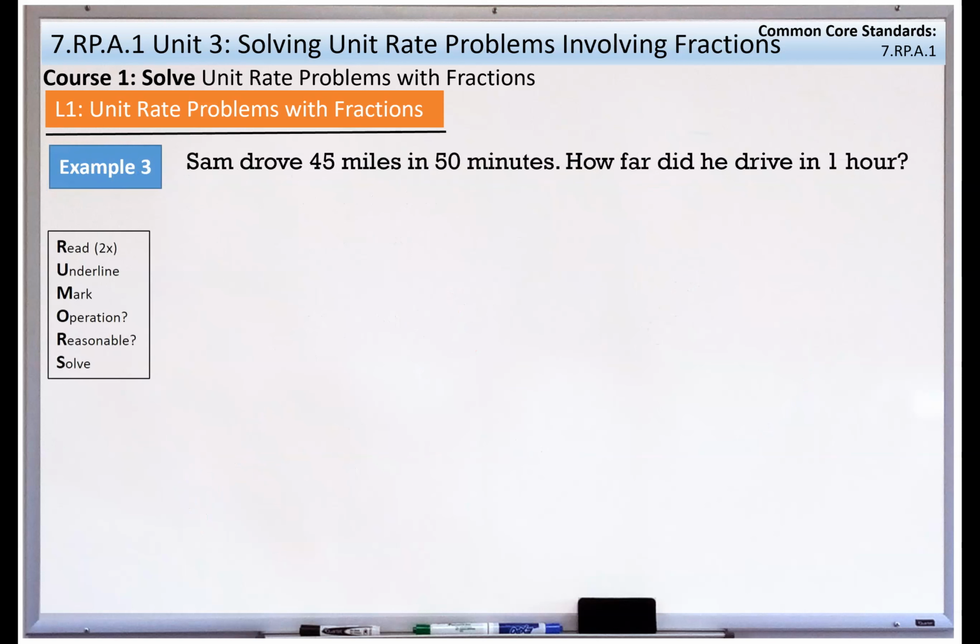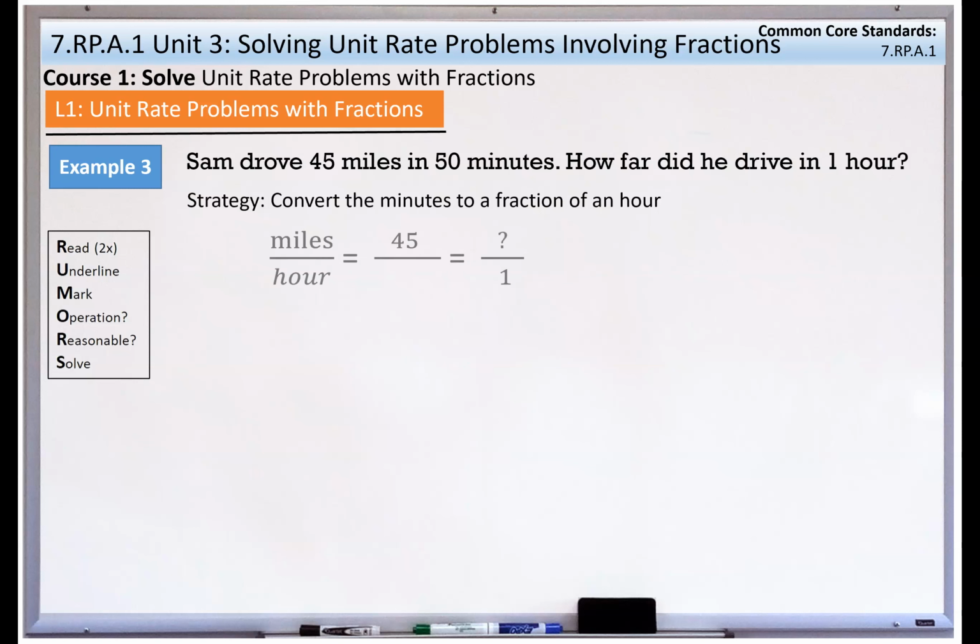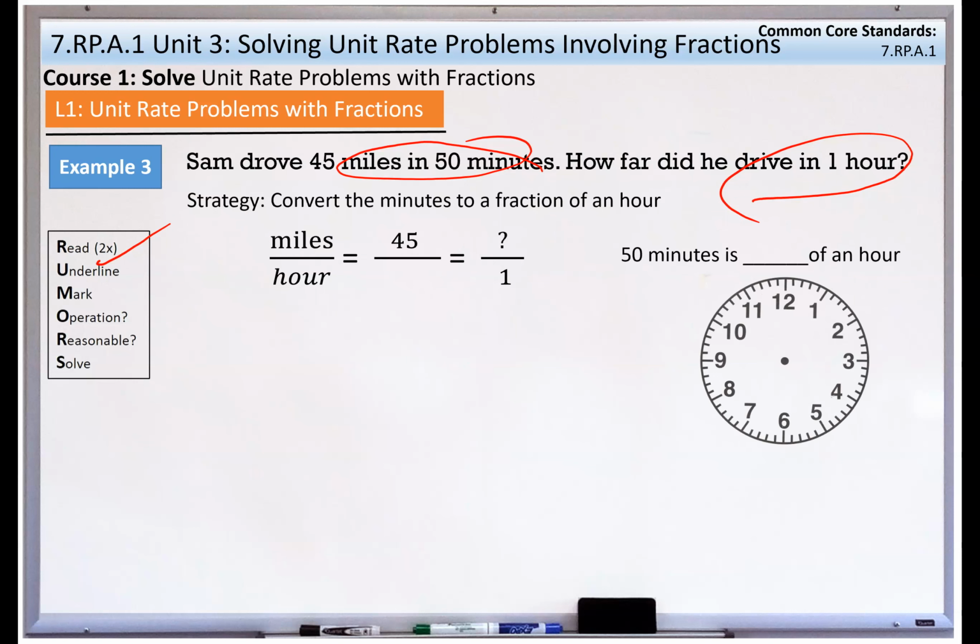All right, problem number 3. Sam drove 45 miles in 50 minutes. How far did he drive in an hour? Going to go straight to our second method. We're going to convert the minutes to a fraction of an hour. 45 miles, 50 minutes. How many hours, or what fraction of an hour is 50 minutes? Well, we see that 50 minutes is 5/6 of an hour.